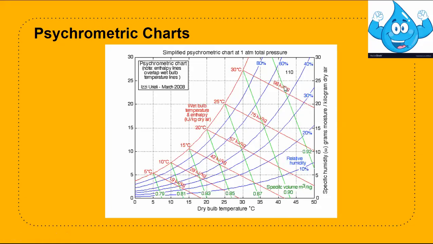Now, what you could see also here are these green lines. You see these slanting green lines. This represents the specific volume, okay?